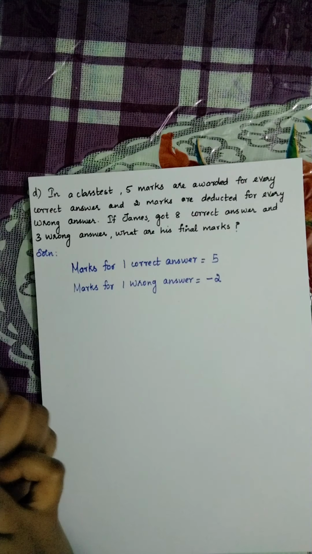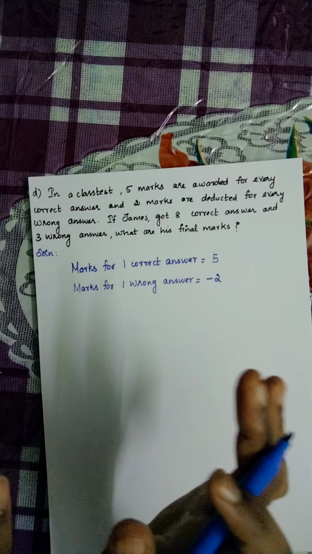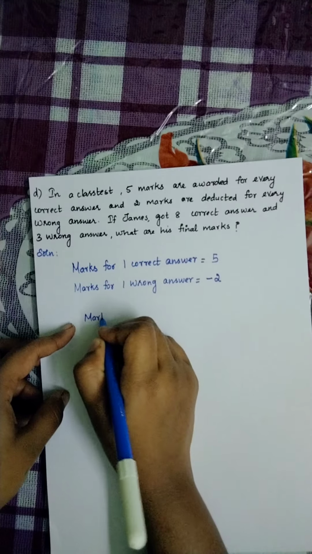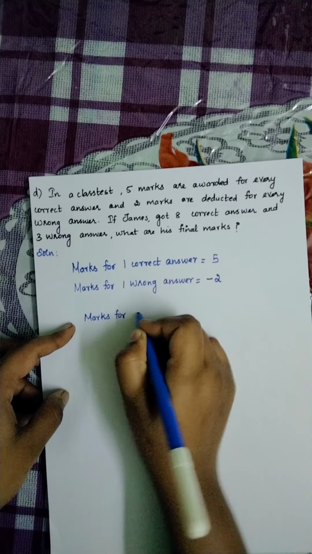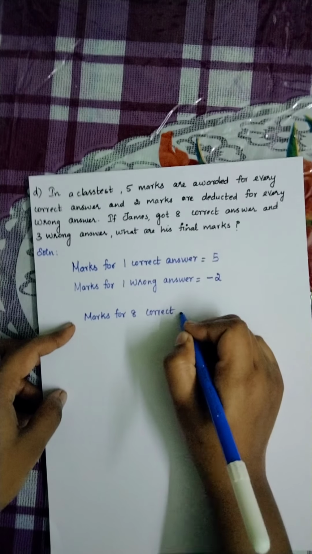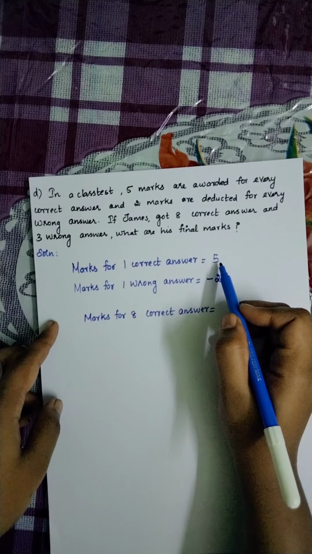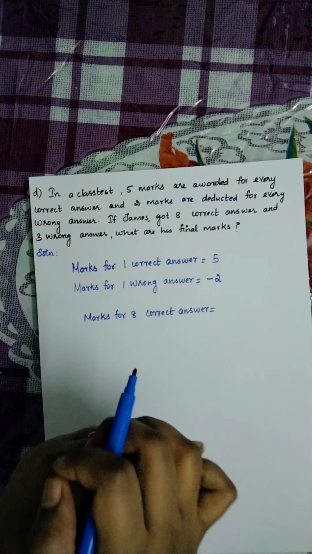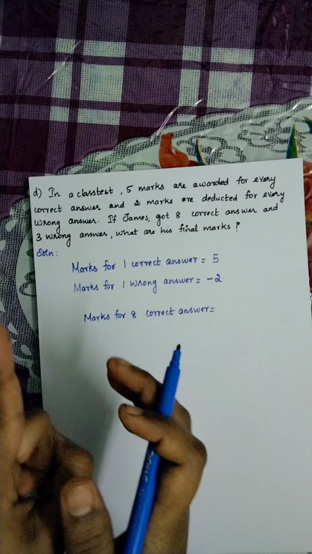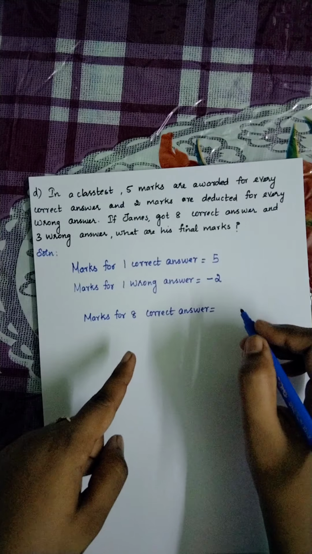Next. If James got 8 correct answers. James got 8 correct answers. So marks for 8 correct answers. For one correct answer, they are giving 5 marks. James got 8 correct answers. For 8 correct answers, how many marks? For one correct answer, 5 marks. For 8 correct answers, how will you find?